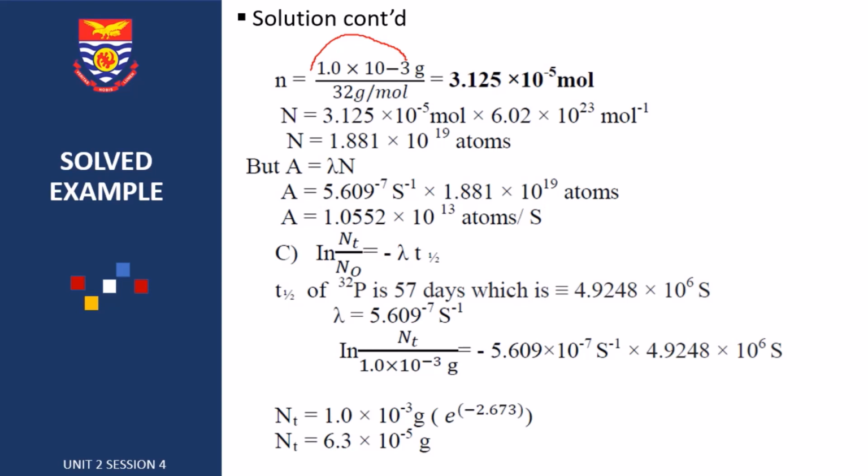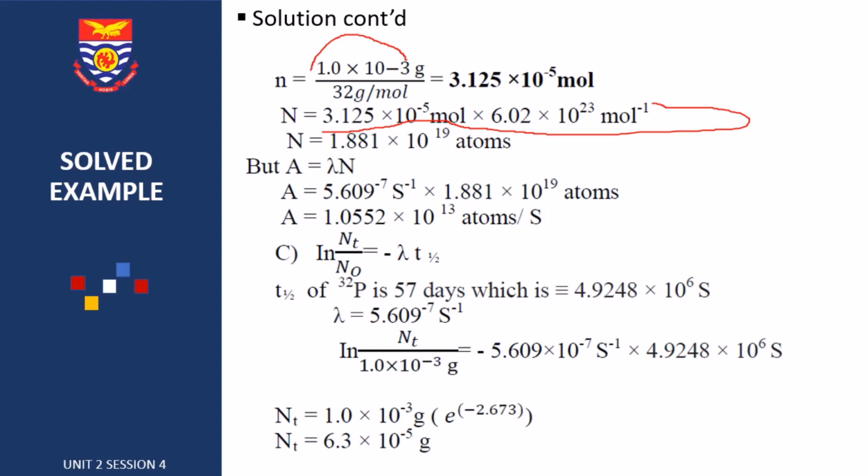Having established that, we can now calculate the number of atoms, which is given by the mole times the Avogadro's constant, and that's what we have established here. Then that is going to give us 1.881 times 10 to the power 19 atoms.